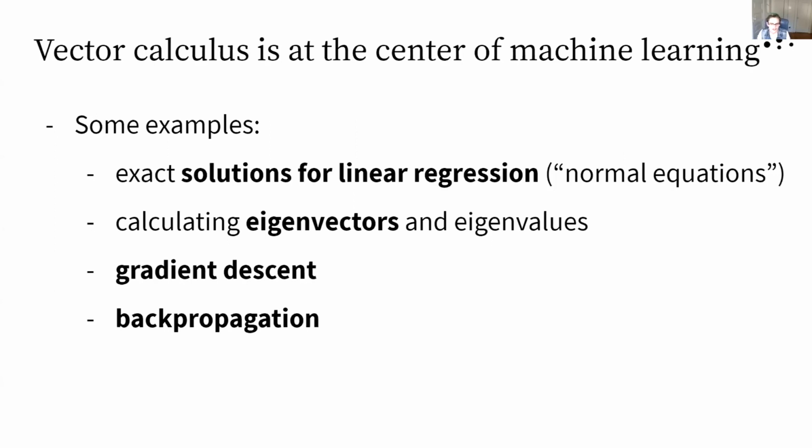But maybe a little bit less basic and more central to the contemporary deep learning methods, gradient descent is based off of gradients, which are derivatives of functions that take in vectors. Backpropagation as an algorithm uses a whole bunch of different ideas from vector calculus. These are really core ideas in deep learning.